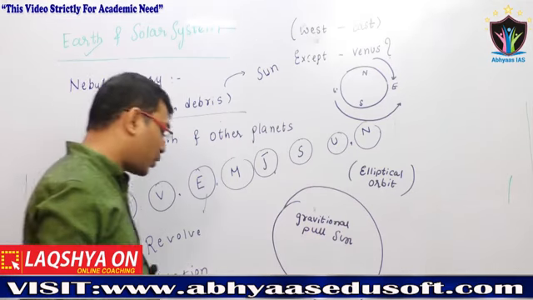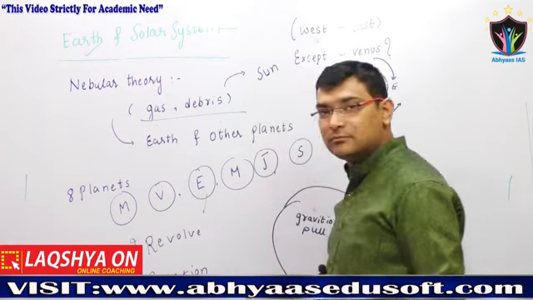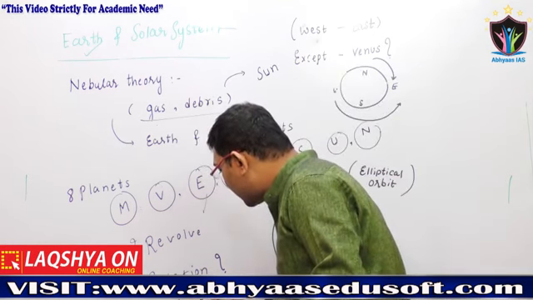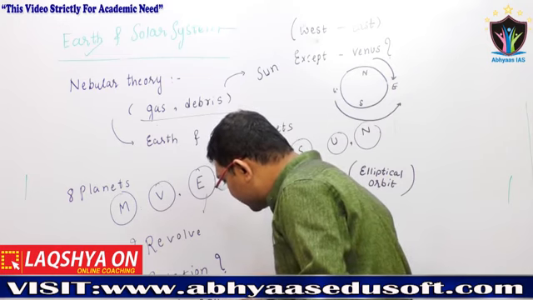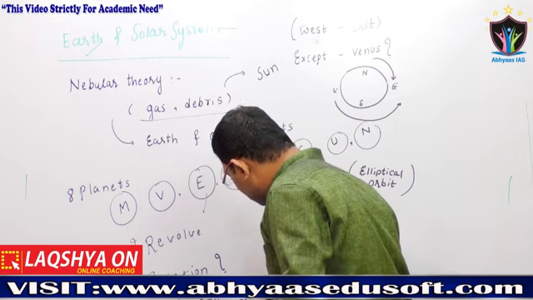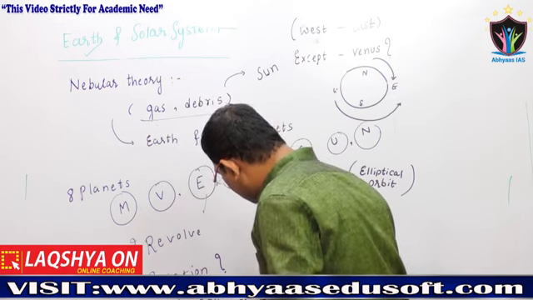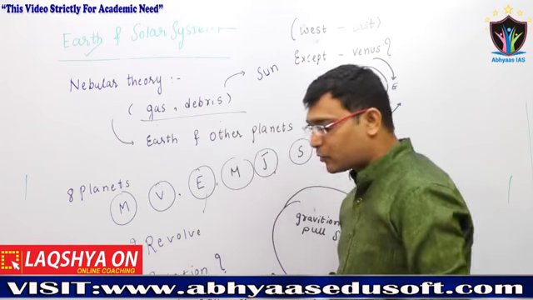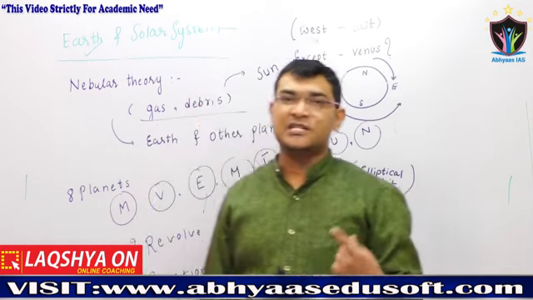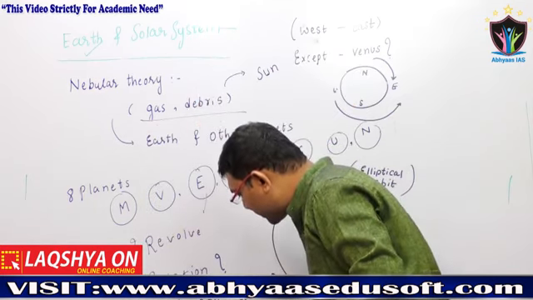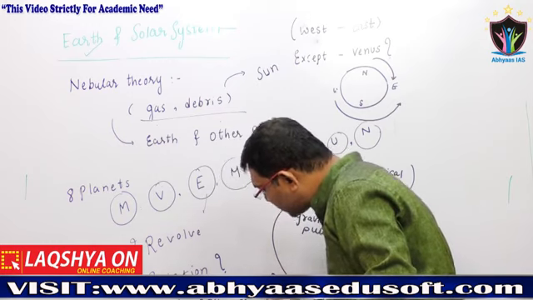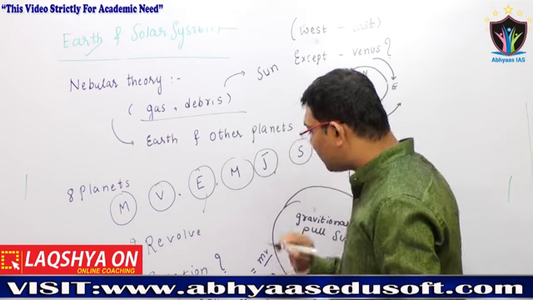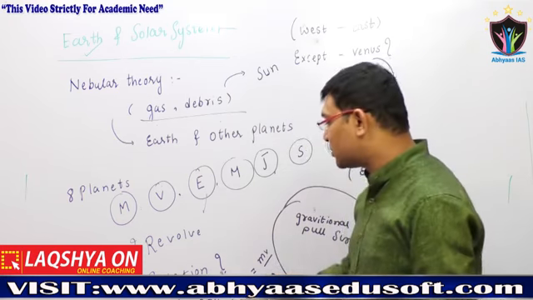Second is rotation. Why does the Earth rotate? The Earth rotates because of its angular momentum. What is angular momentum? It is the quality by which an object continuously keeps spinning. Angular momentum is nothing but the spinning of your rotation. In order to have angular momentum, mass into velocity, the Earth constantly rotates on its own axis.